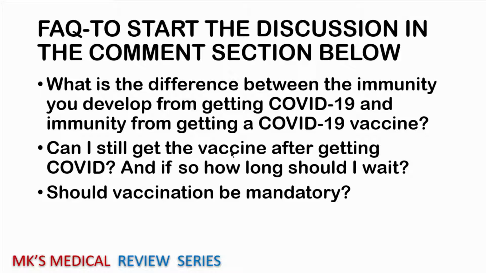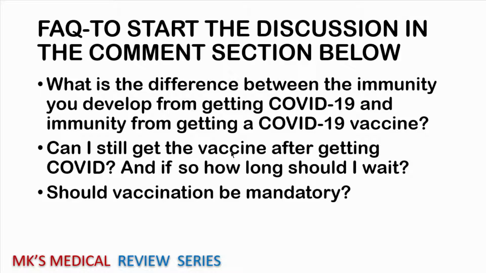Can I still get the vaccine after getting COVID? You still can get the vaccine after getting COVID. Just check with your general practitioner, but generally the rule of thumb is you should wait at least 90 days after you have been cleared free of the disease. So at least 3 months after you've been cleared for the disease, that's how long you should wait.